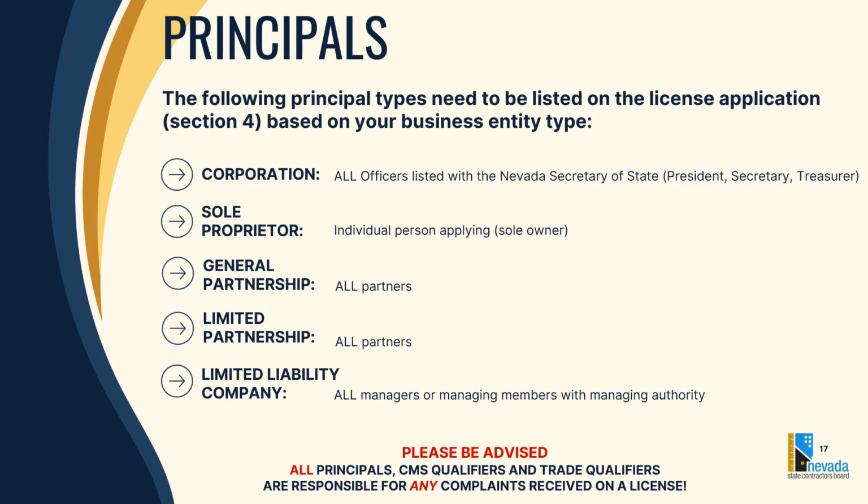Depending on the structure of your business, certain individuals must be listed in Section 4 of the application. For a corporation, that would include your president, secretary, treasurer. If you're a limited liability company, this includes your managers, managing members, or members. Sole proprietorships are single-person companies that consist of the individual owner. General partnerships include the registration of your general partners, your limited partners, or whoever you may register with the Secretary of State.